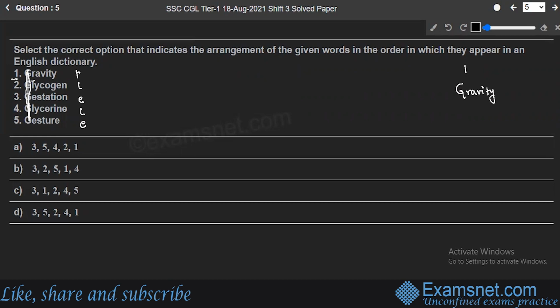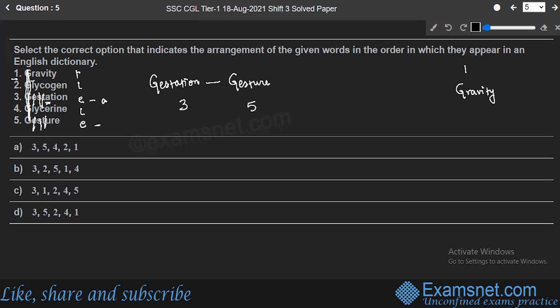See, E comes first, then L. So L will come later. I will consider the two E ones first. Out of these, this E and E cancel. They have S and S, you have T and T, and now you have A. Right? A is the first one in the alphabetical list. So that means you have gestation, that is option 3, as the first word that will come in the dictionary. Then, of course, it will be followed by gesture, which is option 5.